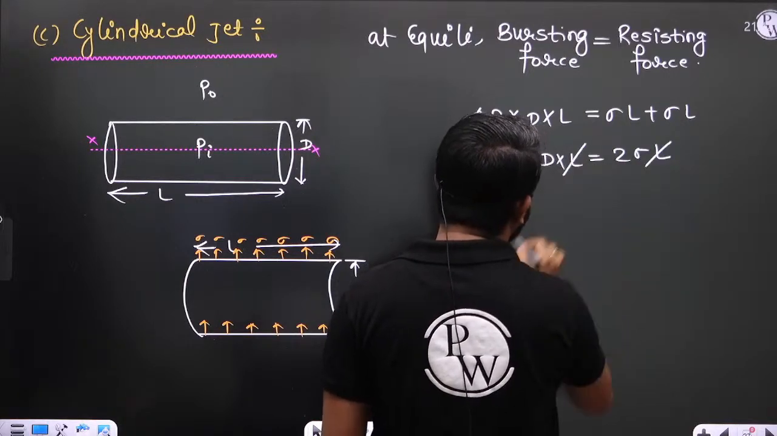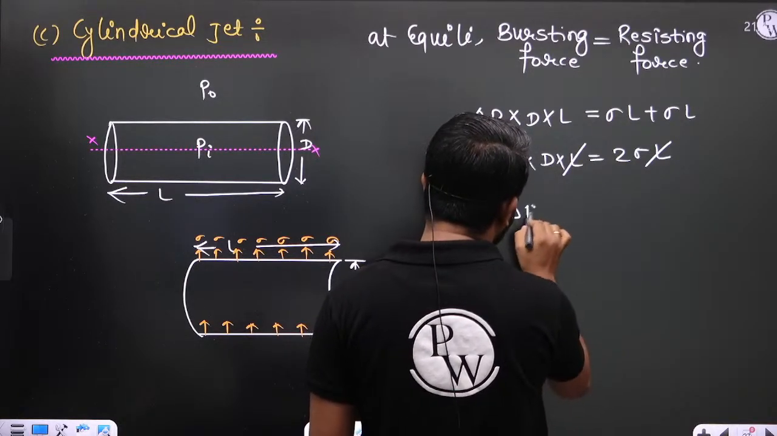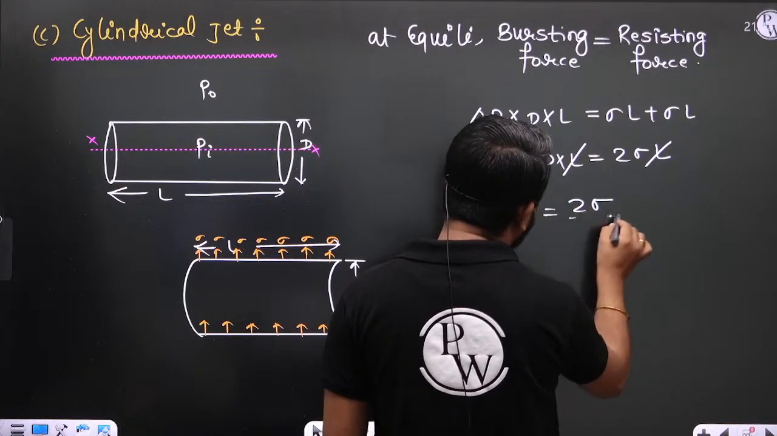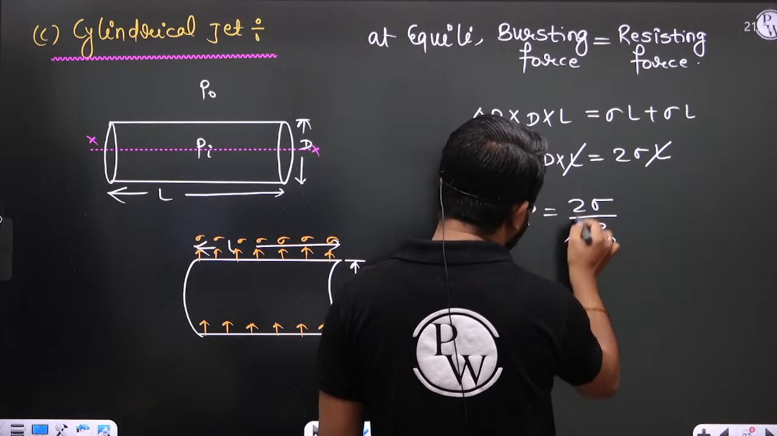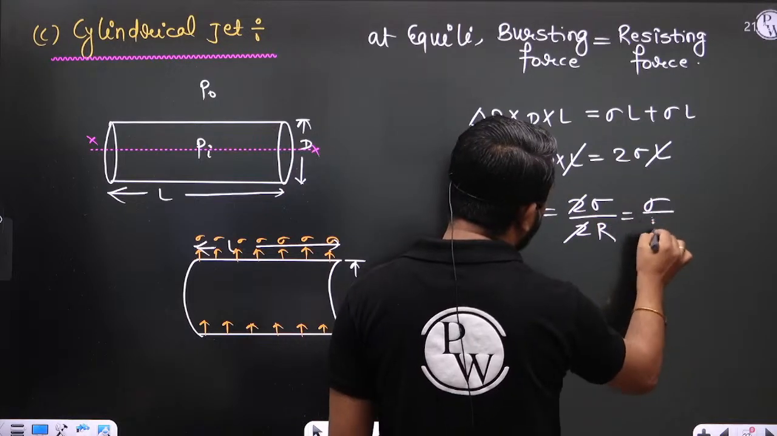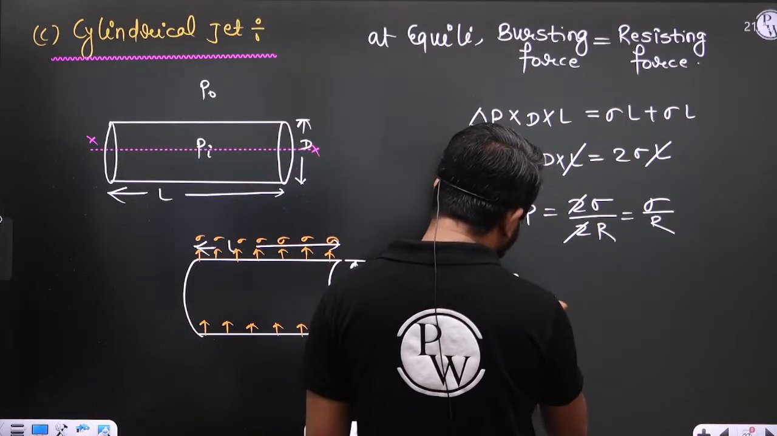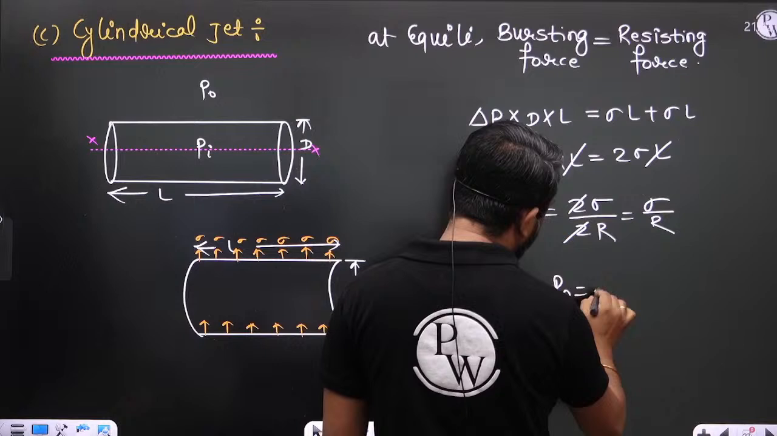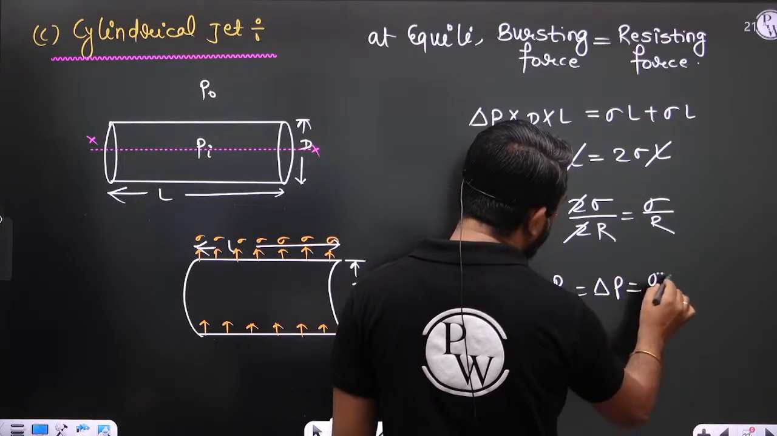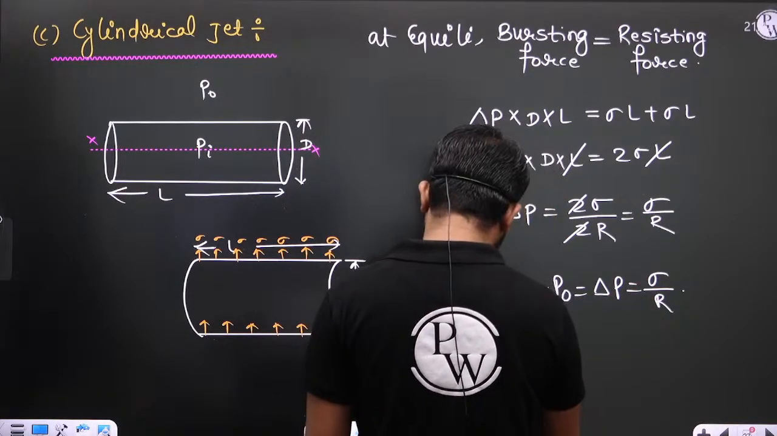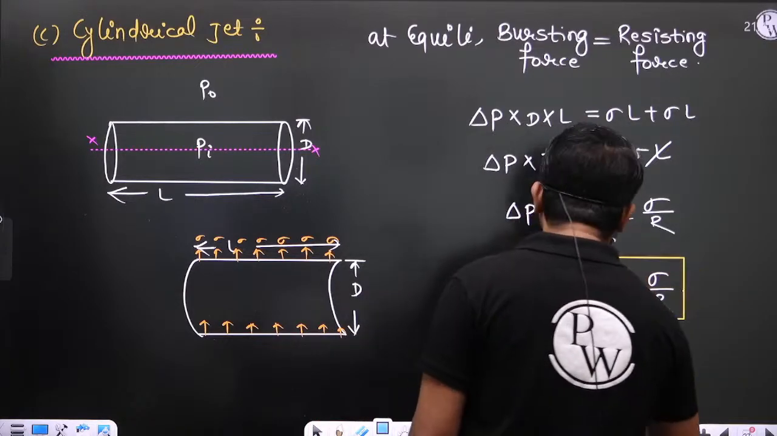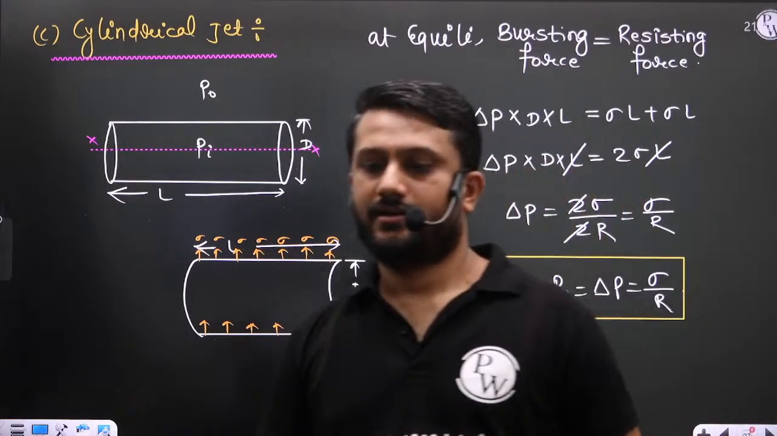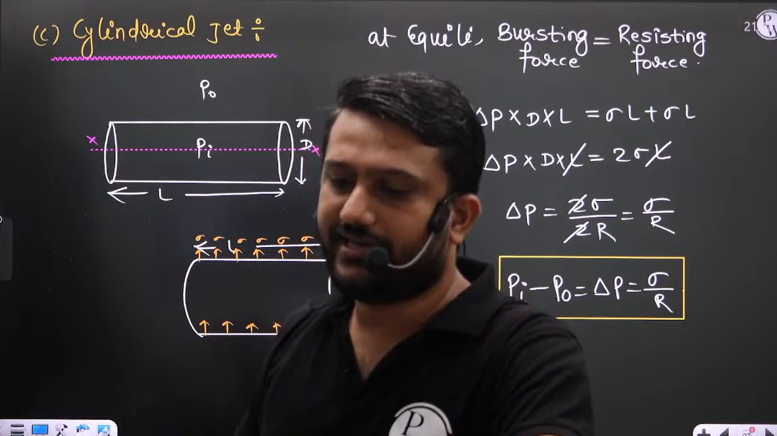L and L cancel out, and this is delta P, and this is 2 sigma by D, and D is 2R. So 2 and 2 cancel out, so this is sigma by R. So Pi minus P naught is equal to delta P is equal to sigma by R. So this is the delta P in case of the cylindrical jet.